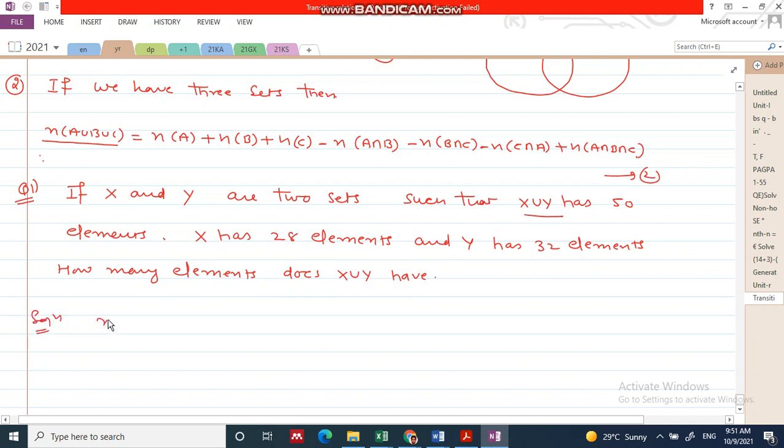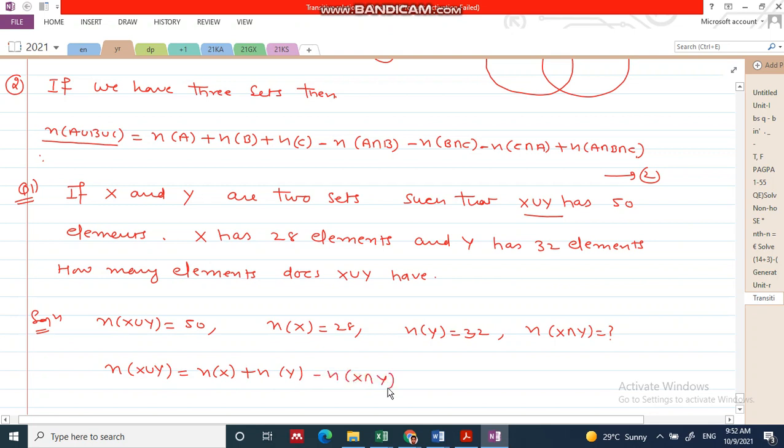You see that you are given that in x union y you have 50 elements. Number of elements in x they are equal to 28, and number of elements in y they are equal to 32, and number of elements in x intersection y we want to find. Okay, so we apply this formula that number of elements in x union y is equal to number of elements in x plus number of elements in y minus number of elements in x intersection y.